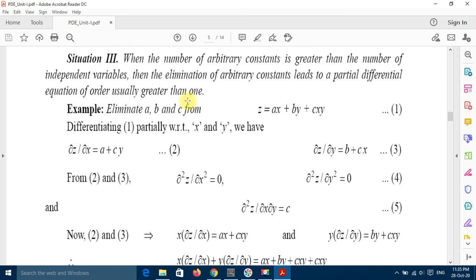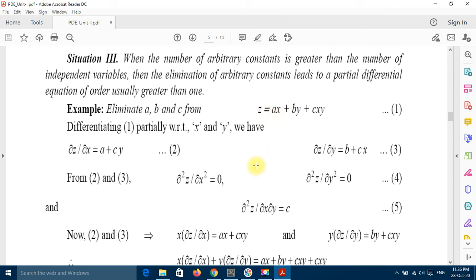Now eliminate a, b and c from z = ax + by + cxy. Here 3 arbitrary constants are present in this equation: a, b and c. Now we differentiate z with respect to x and y partially. If we differentiate z with respect to x partially, then ∂z/∂x = a + cy. This is equation number 2. And if we differentiate z with respect to y partially, then ∂z/∂y = b + cx, because the partial derivative of ax with respect to y is 0.